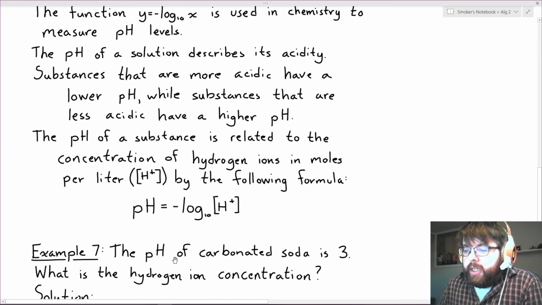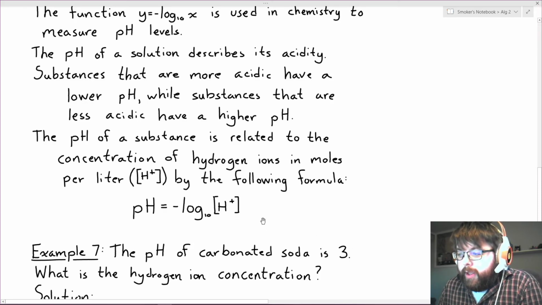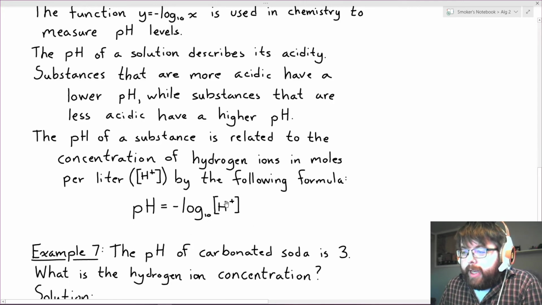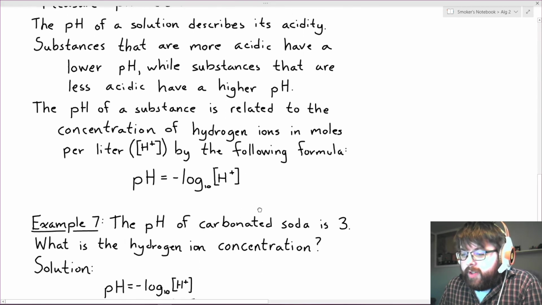All right, so here's the example. The pH of carbonated soda is 3. So the pH level of carbonated soda is 3, and I want to find the ion concentration, the hydrogen ion concentration. So I'm going to use this formula. I'm plugging 3 in for the pH, and I'm solving for this. This bracket H plus thing is all just one variable. So pretend like that's just n.